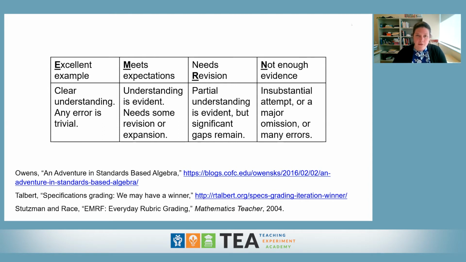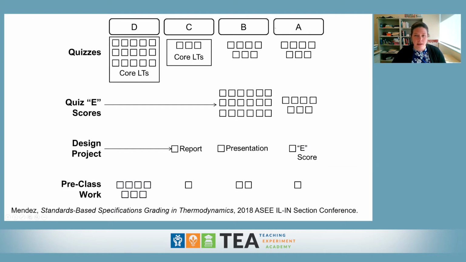The final course grade was based on how many quizzes earned a passing score, how many quizzes earned an E for excellent, and the scores on the report and presentation for the design project. This is a grade checklist that I gave the students in this class, so they could check off as they earned passing scores on different assignments and get an idea of where they were.